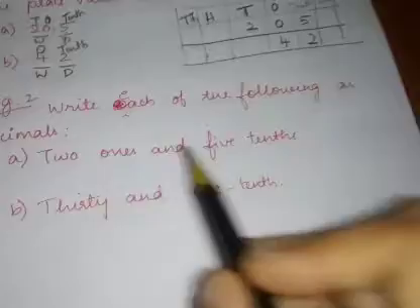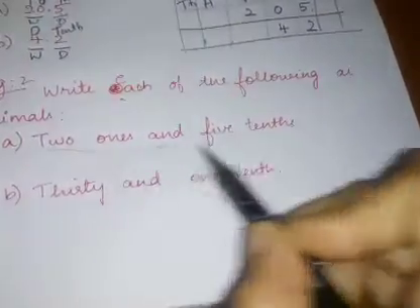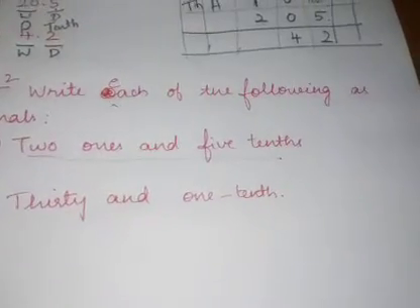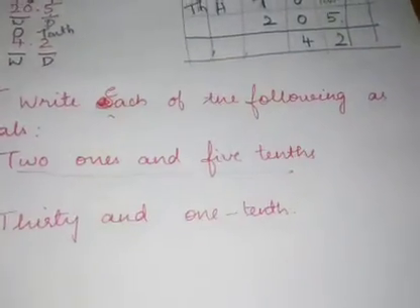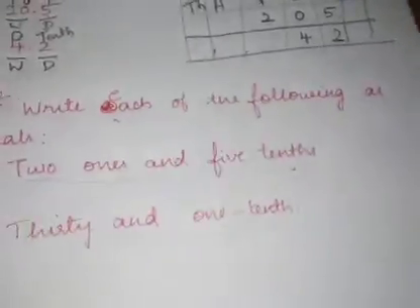Example number 2. Write each of the following as decimals. They have given you wordings. We should write that number as a decimal number. Okay, we are supposed to write that particular number as a decimal number. So, what is the first question?